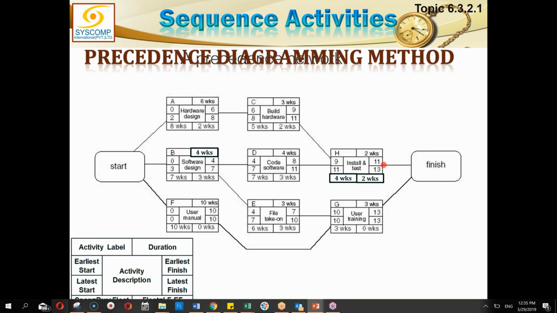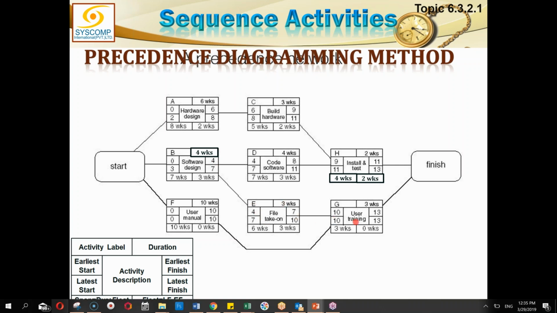But that does not essentially mean that the project will finish on the 11th week, because I have not yet calculated all the dates. Let us move on to E. From B, E is connected. So the earliest finish of B, 4 weeks, is going to come as the earliest start of E. 4 plus 3 is 7.